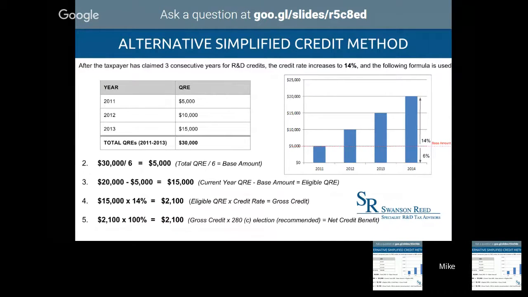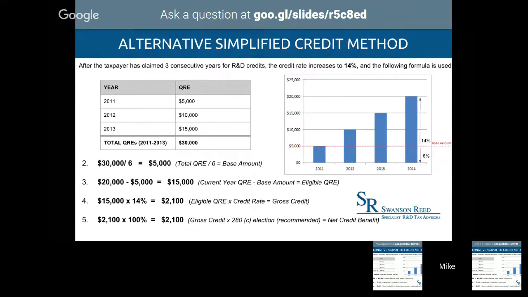Once you have those 3 years done and move into year 4, this is how you calculate the credit for the 4th year. Let's assume that the current year is 2014. So the 3 previous years, if you look in the upper left corner of this slide, are 2011, 12, and 13. And let's say your QRE in those 3 years, to keep the numbers small and simple and round, is 5,000, 10,000, and 15,000. You total up all those QREs from those previous 3 years. In this example, you get $30,000.